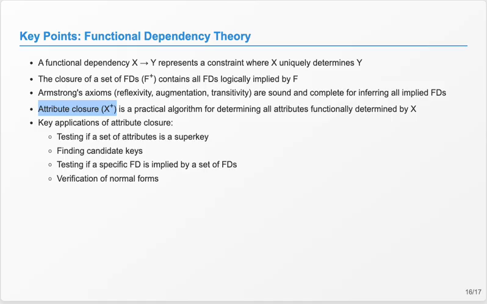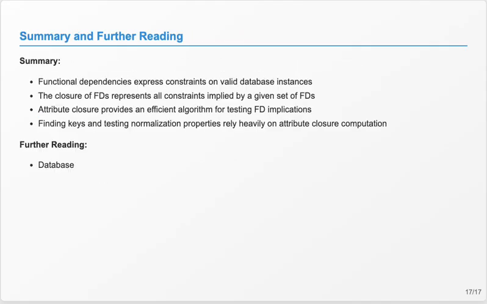So these concepts are the foundation of relational database design. Functional dependencies define data constraints, the closure captures all of the implied rules, and attribute closure is our go-to tool for testing these constraints effectively. These are critical for finding keys and normalization. And in the next lectures, we will be talking about how to use attribute closures to do normalization, like second normal form, third normal form, and Boyce-Codd normal form.